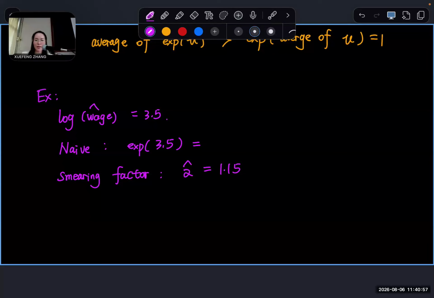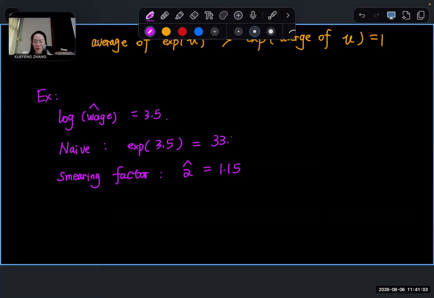But let me give you the final answer. If we take the exponentiate of 3.5, which is $33.12 per hour. But this is wrong, right? This is wrong.